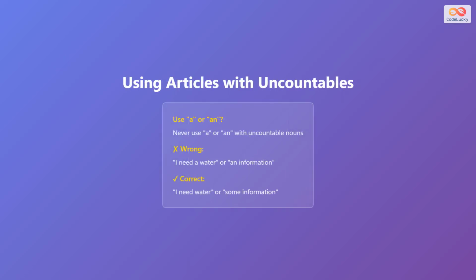Never use the articles a or an with uncountable nouns. You cannot say I need a water or I need an information. That is incorrect. Instead, you should say I need water or I need some information. When you need to specify quantity, use words like some, a lot of, or much.